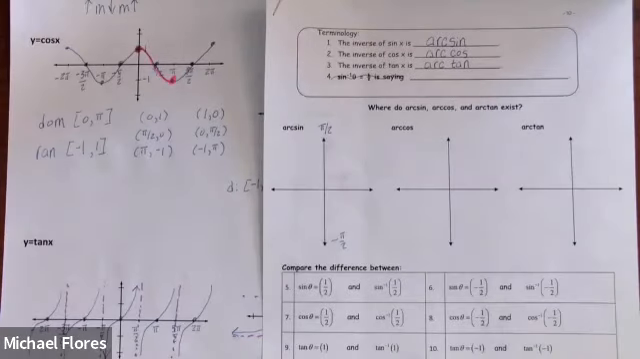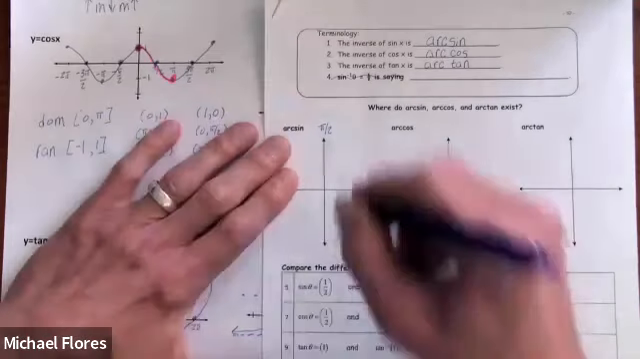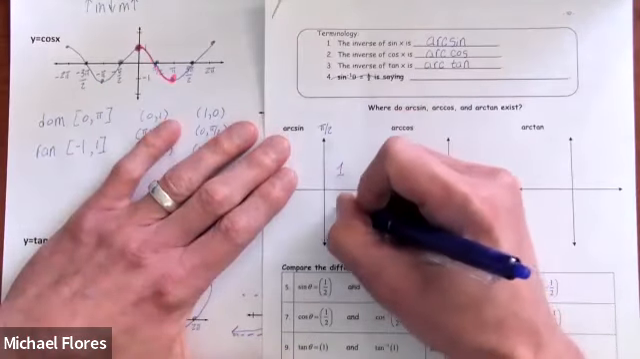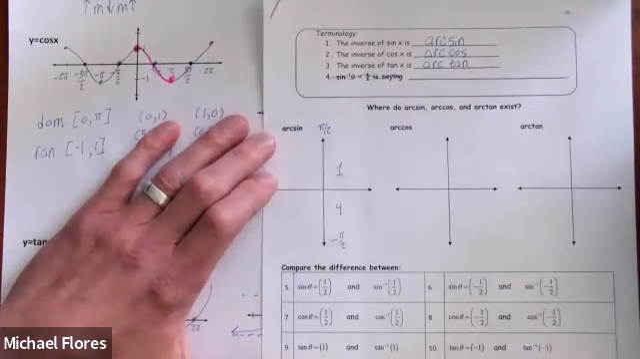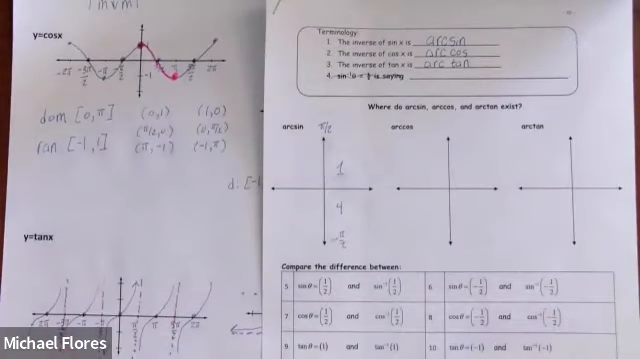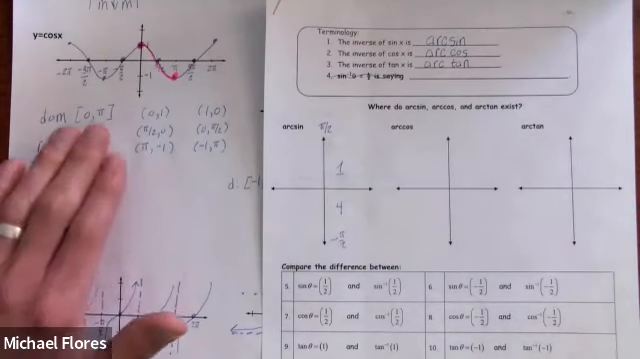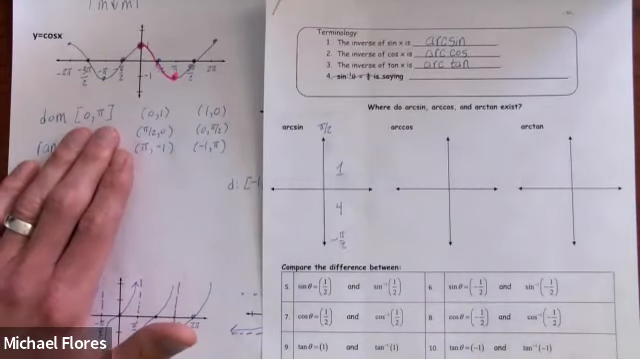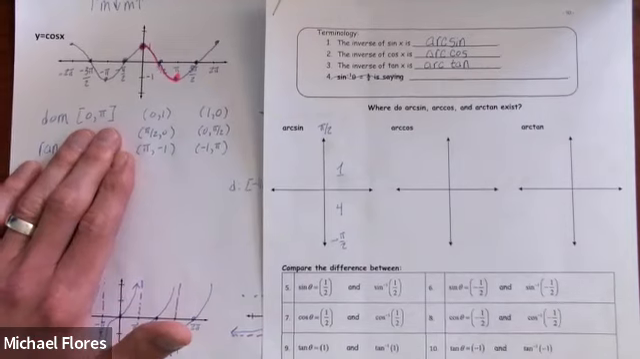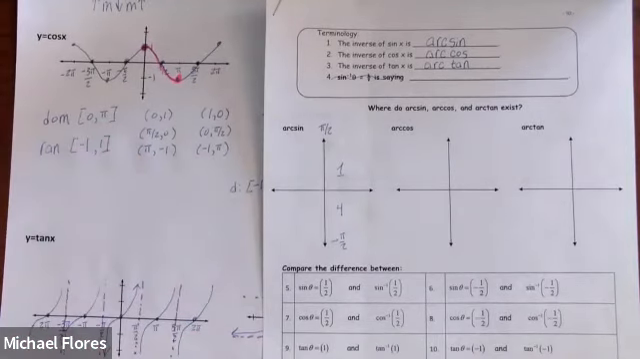Okay. Now, arc cosine. Where does arc cosine exist? I'm just going to write this down real quick. Arc sine exists in quadrants 1 and 4. Arc cosine, what we need to remember is, well, where did we restrict the domain? We restricted the domain from 0 to pi. Now, this one is a little bit more straightforward.